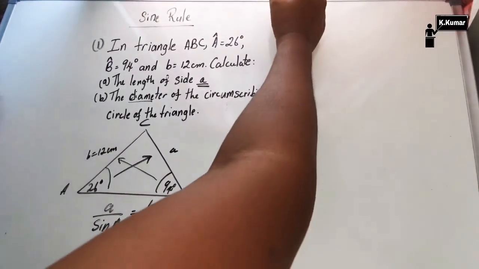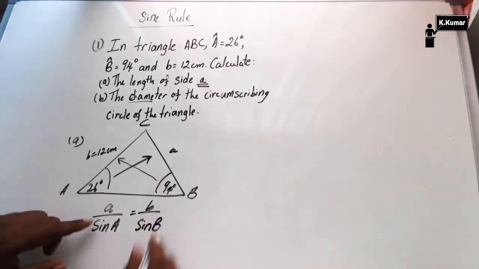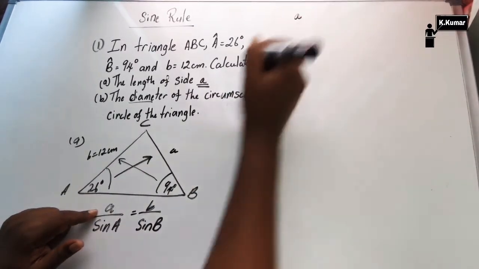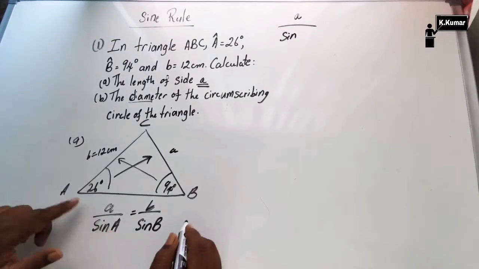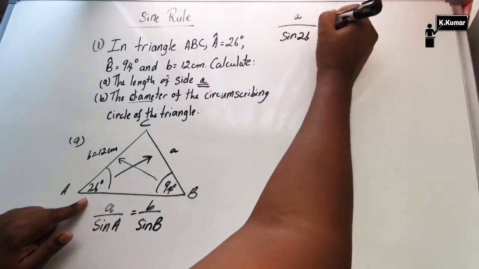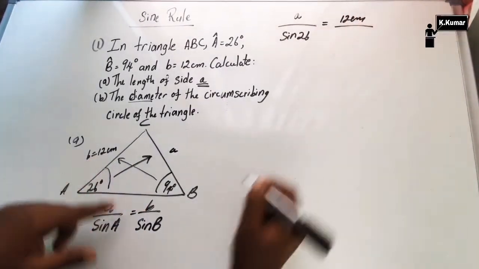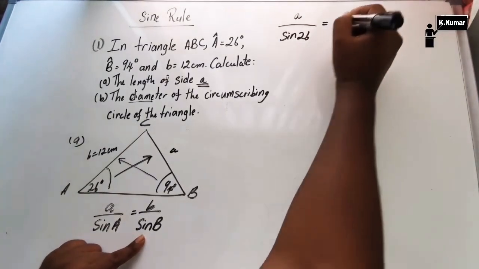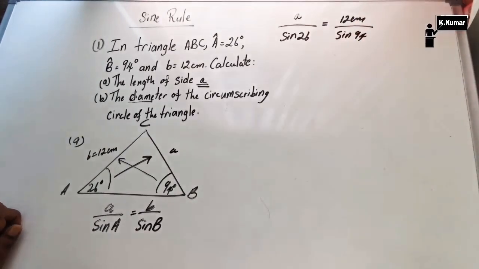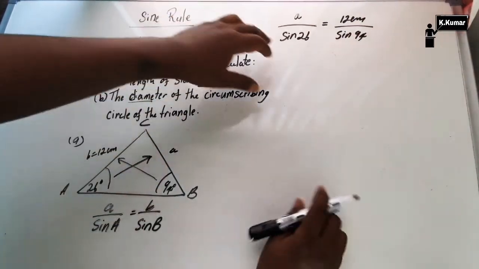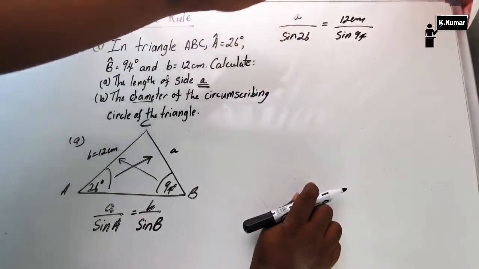So I'm going to continue working up here, and this is part A. A we don't know, so we're going to leave it as A over sine. We know angle A, and angle A is 26, is equal to side B, which is 12, over sine of angle B, which would be sine of 94. Remember I said we must know 3 elements out of the 4, so this is the one unknown that we have to find.